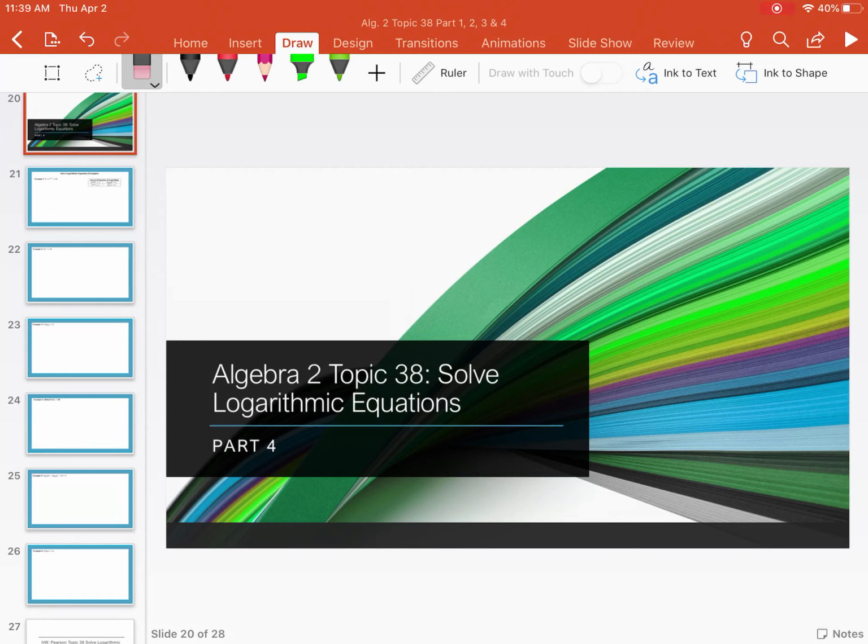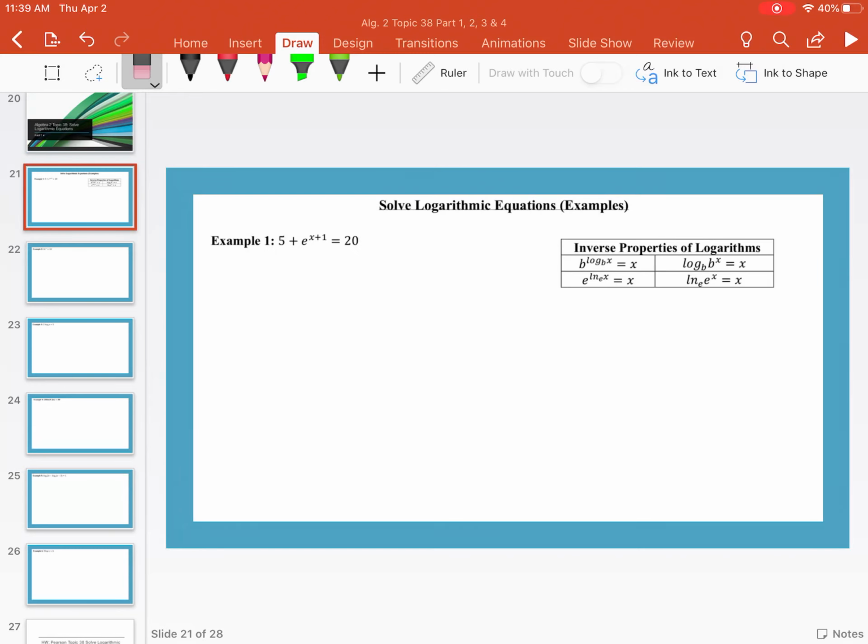Welcome back to topic 38 for Algebra 2, solving logarithmic equations. In part 4, we're going to be doing more example problems, especially involving the inverse properties of logarithms.